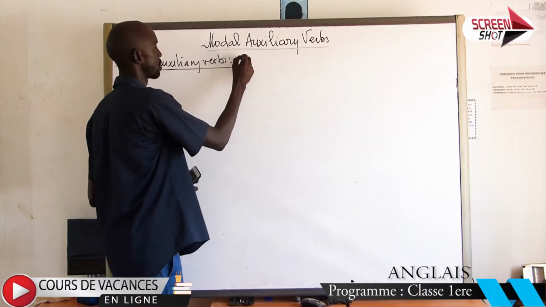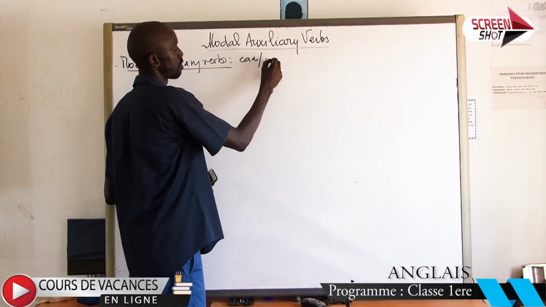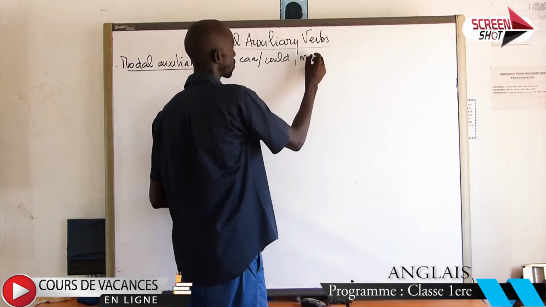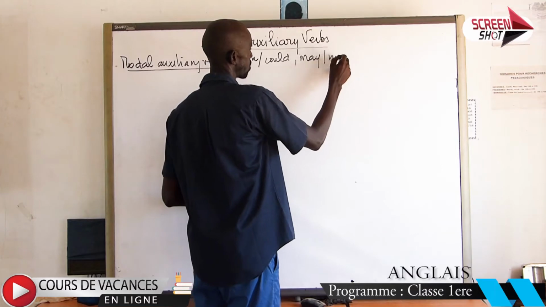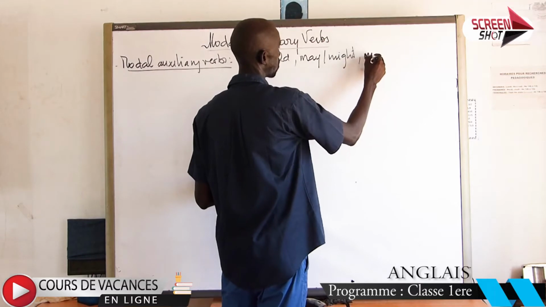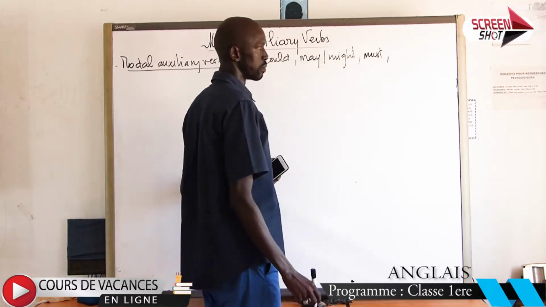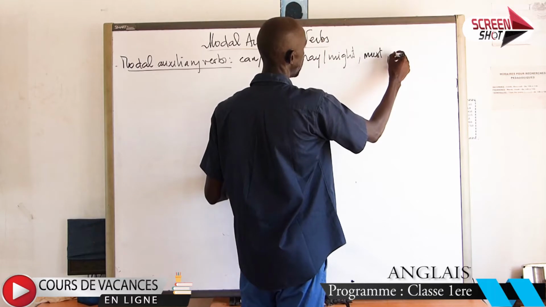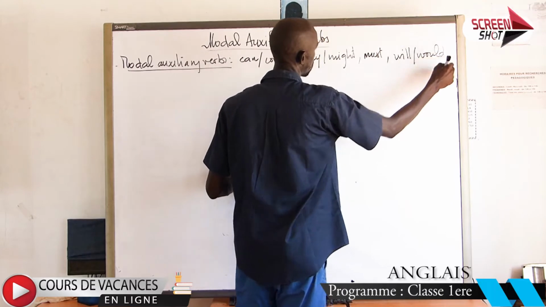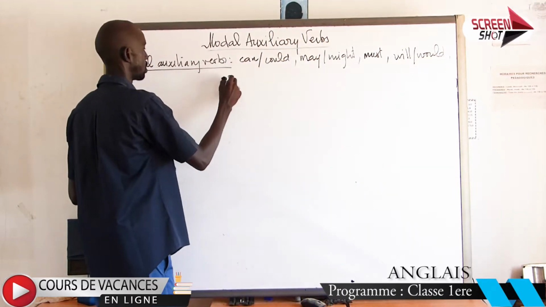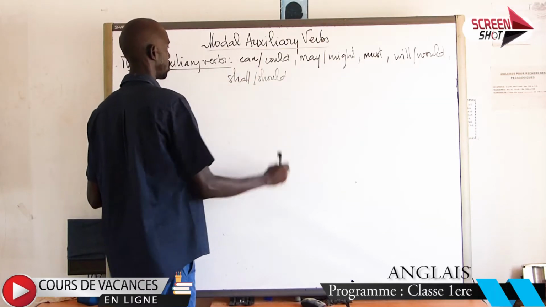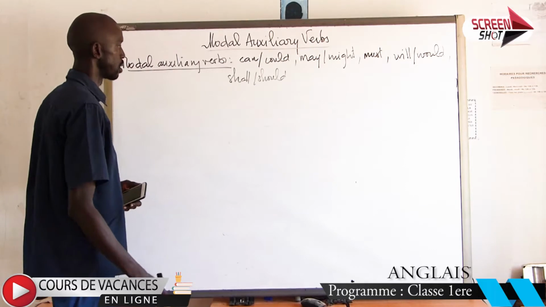As modal verbs we have can. The past form of can is could. We have may. The past form is might. And we have must. We have will. The past form is would. Then we have shall and should. Here are the modal auxiliary verbs.